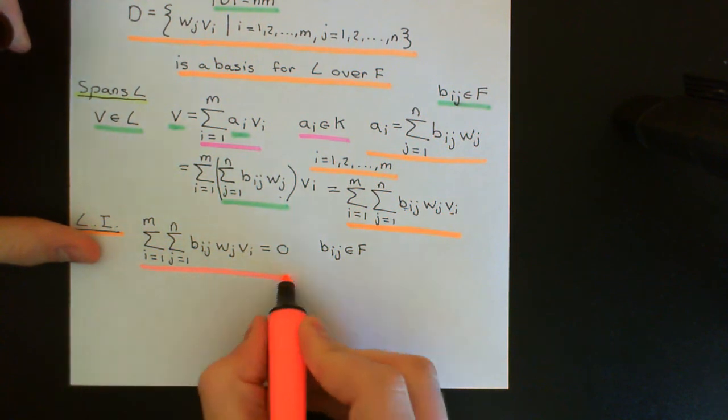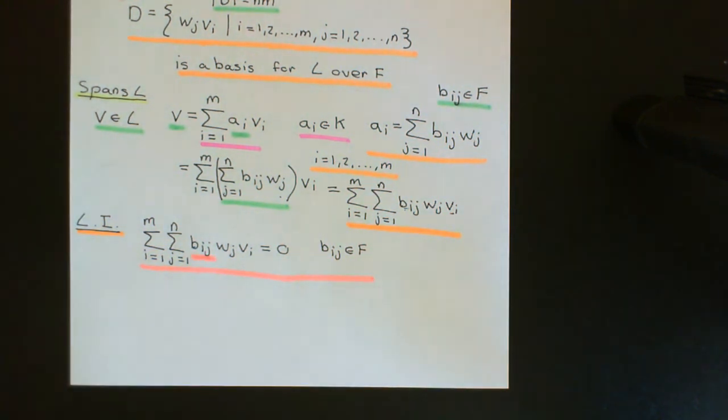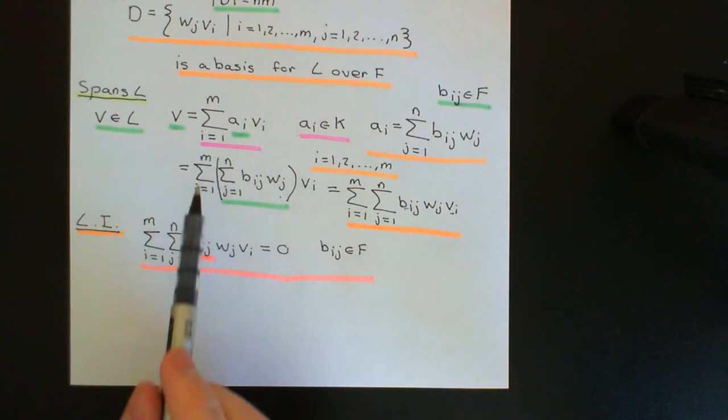What I now want to prove is that all of these coefficients have to equal 0. I want to prove that all the bij's are equal to 0 necessarily, because that will then prove that the only linear combination which satisfies this is the trivial linear combination. So how can I do this? Well, I'm going to do what I did here in reverse, basically.